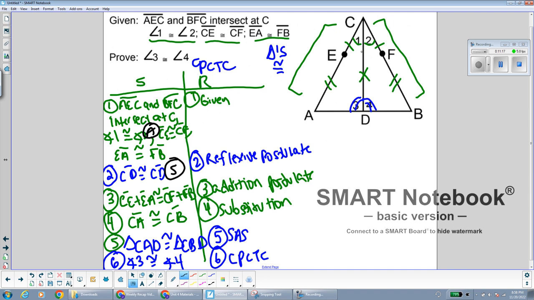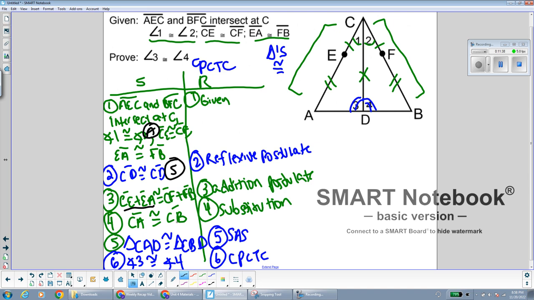So we mentioned one of our S's and our A's. We just need to get the other S's. And we said that we could combine the pieces to get the full side CA and CB using addition. So to make CA, we need to do CE plus EA. So that's over here, that part of the addition postulate. And notice how that makes CA.